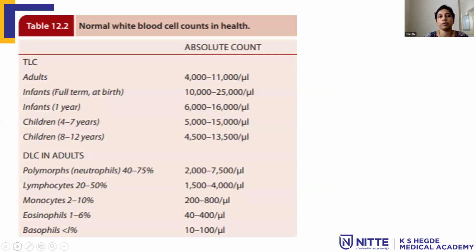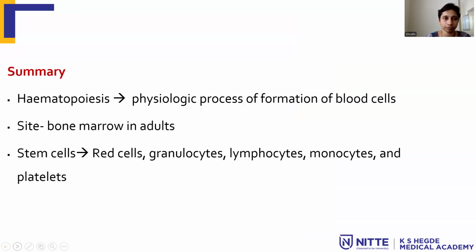So when we do WBC or DC, normally in adults, the total leukocyte count is around 4,000 to 11,000 per microliter. And in DC, neutrophil accounts for 40 to 70%, lymphocyte 20 to 40%, monocyte 2 to 10%, eosinophil 1 to 6%, and basophils are normally less than 1%.